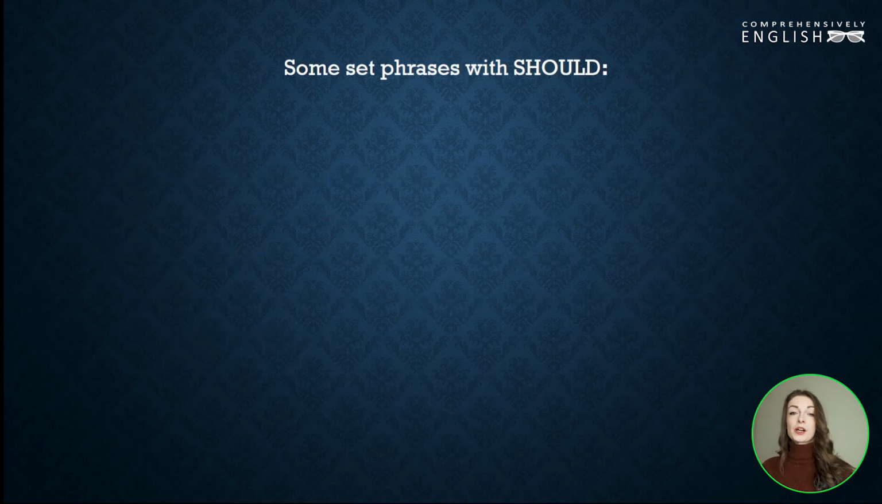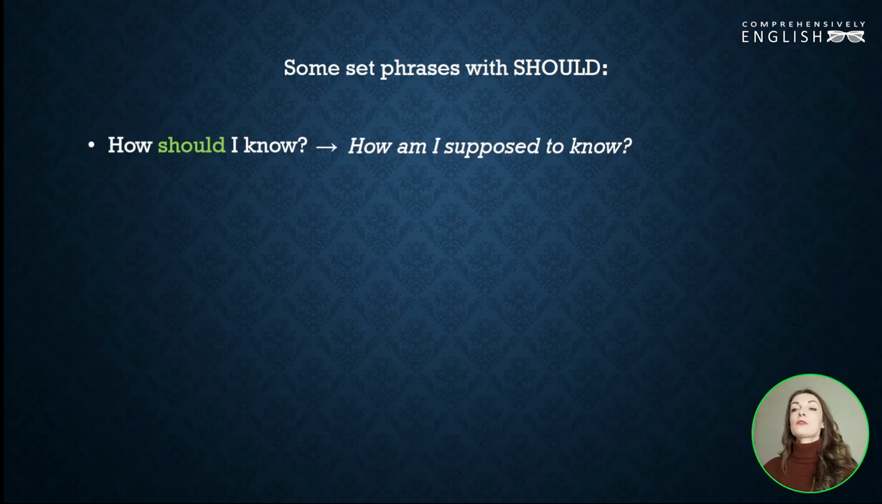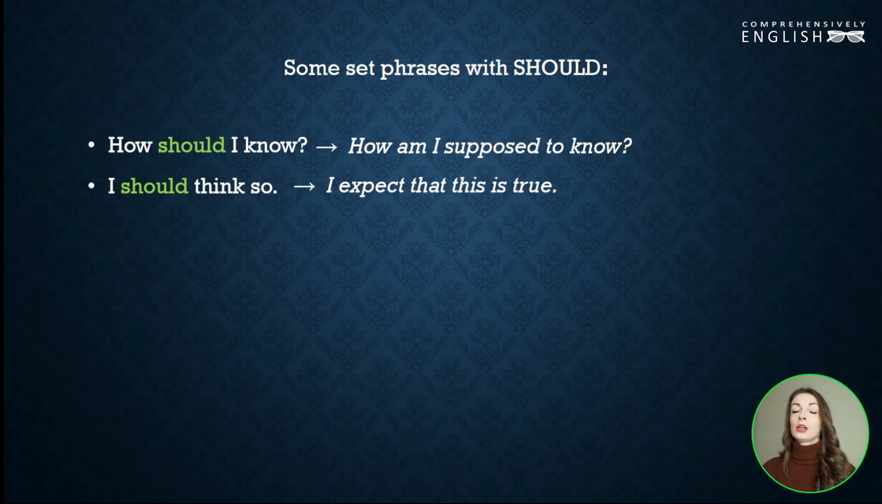There are some set phrases with should. Let's see. How should I know? This phrase means the same as the phrase, how am I supposed to know? You might hear both of these phrases in a situation where something surprised you in an unpleasant way. Yeah, how should I know, or how am I supposed to know about something? I should think so. I expect that this is true. You can say that when you are not absolutely sure of something, yeah, but you believe that something is true.